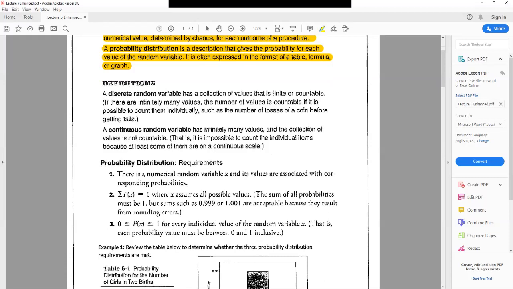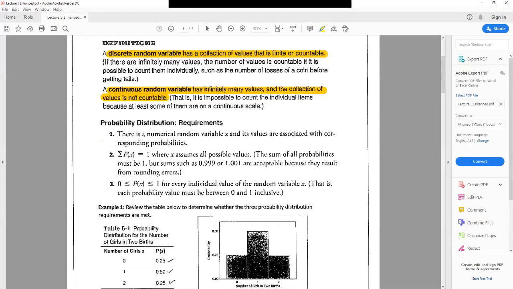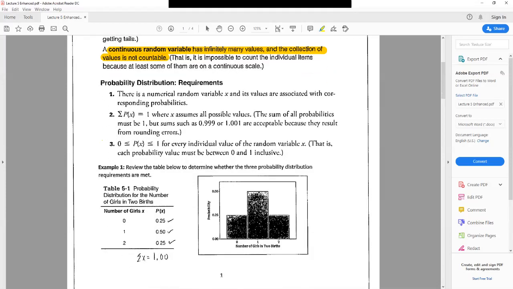Some more definitions. A discrete random variable has a collection of values that is finite or countable. A continuous random variable has infinitely many values, and the collection of values is not countable. We already have a fundamental understanding of the difference between discrete and continuous, except in this case, we will be applying those definitions to random variables. So let's start off with looking at what is called a probability distribution.